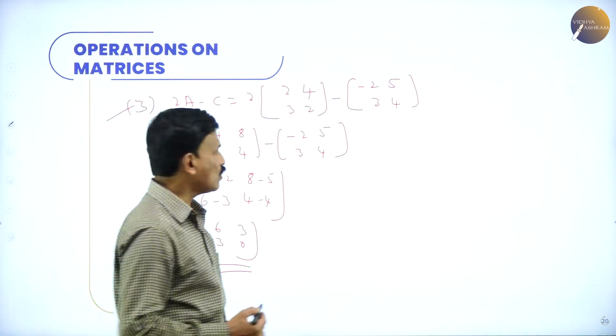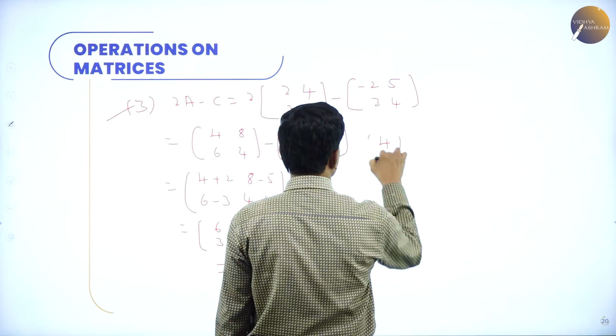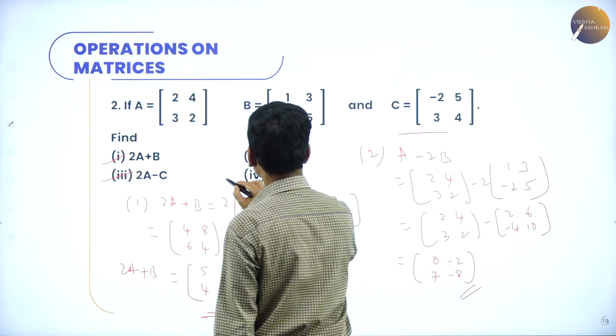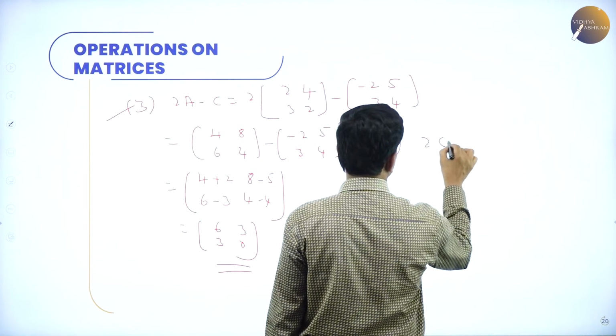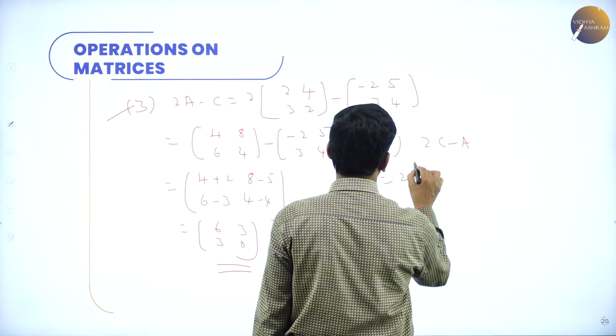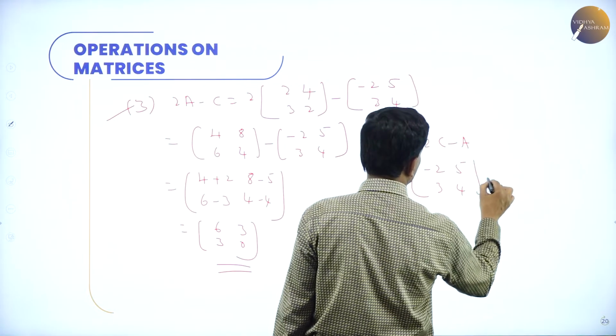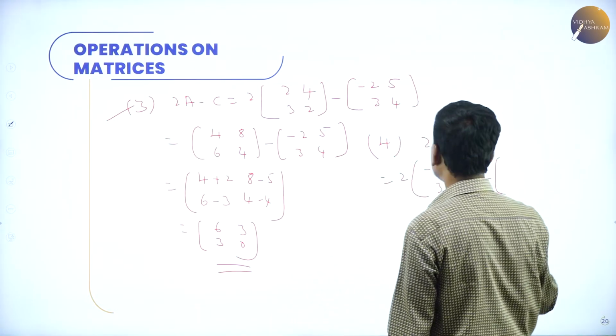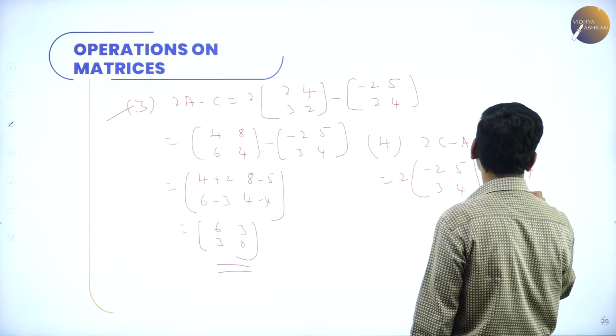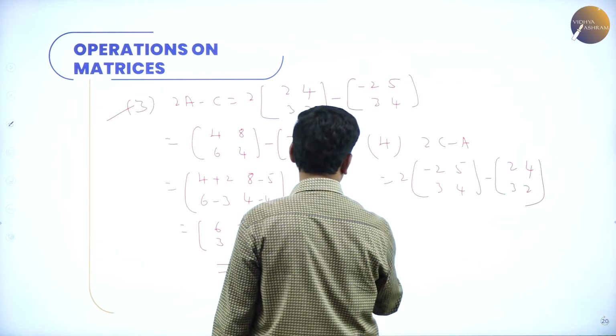Now let us come to the last, fourth one. What is the fourth? We have 2C minus A. 2 into C is minus 2, 5, 3, 4, minus A. What is A? A is 2, 4, 3, 2. Subtract this.